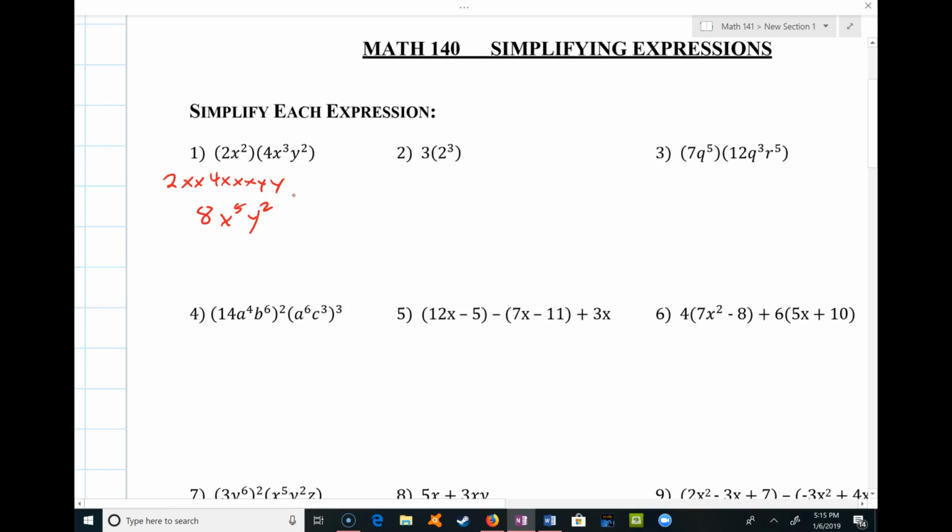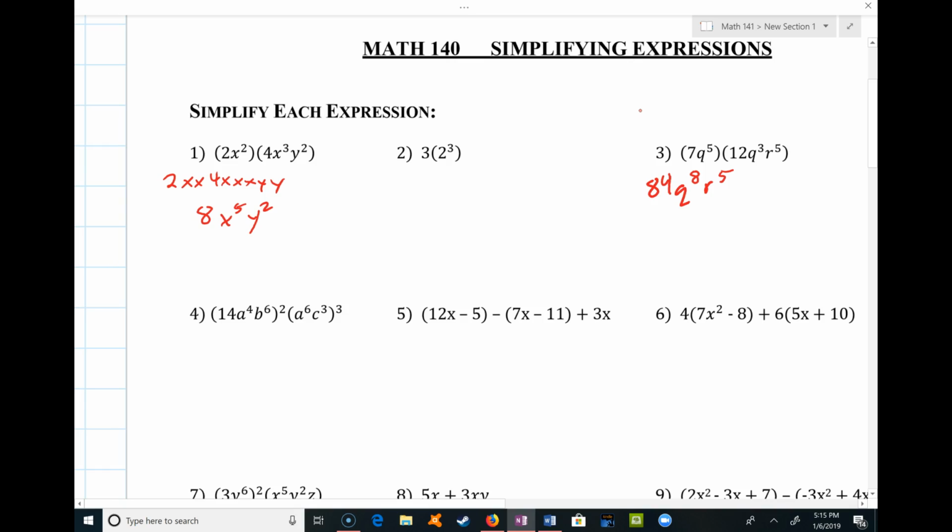Okay, and the same idea over here in number 3. Instead of writing it out like that, which I wouldn't necessarily recommend, that's what you're thinking. So it's all multiplication, I can do it in any order I want. 7 times 12, of course, would be 84. And then I notice I have 5 q's multiplied here, 3 q's multiplied there. That would be a total of 8 q's multiplied together. And then finally just r to the 5th. Okay, I skipped this one because these two are kind of similar. I'll come back to this one.